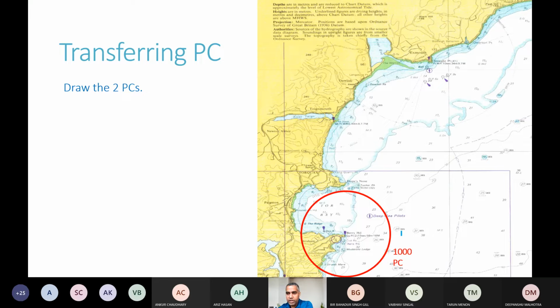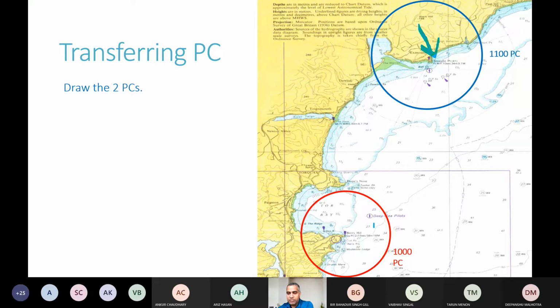Now let's plot the second one. We have this Straight Point lighthouse here. So the second position circle is obtained from Straight Point. The second position circle is obtained at 1100 hours. So let's draw the second PC. So we have the second position circle on the chart. So both the PCs are there.